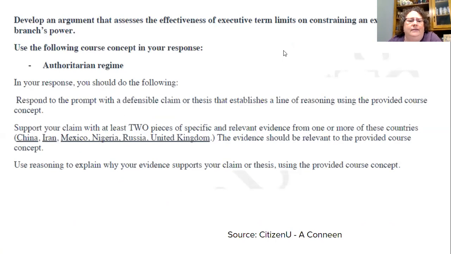All right, so develop an argument that assesses the effectiveness of term limits on constraining an executive branch power. Use the following course concept in your response: authoritarian regime. Then you're going to respond with the defensible claim, of course, with the reasoning using the course concept, and then you're going to have two specific pieces of evidence. Now, one of the things that Mrs. Bailey pointed out is that both of your evidence can come from the same country.